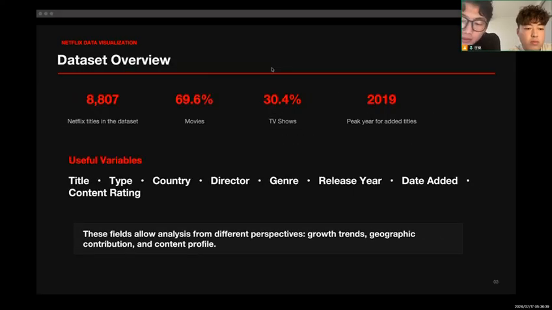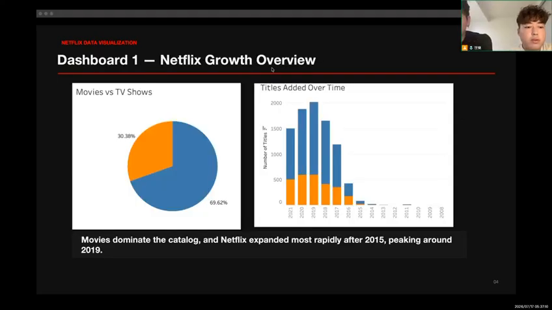The dataset contains approximately 8,800 Netflix titles. Each record represents one movie or TV show. The dataset includes several useful variables, such as title, type, country, director, genre, release year, date added, and the content rating. These variables allow us to analyze Netflix from different perspectives, including time, geography, and content characteristics. Now let's move to the first dashboard.